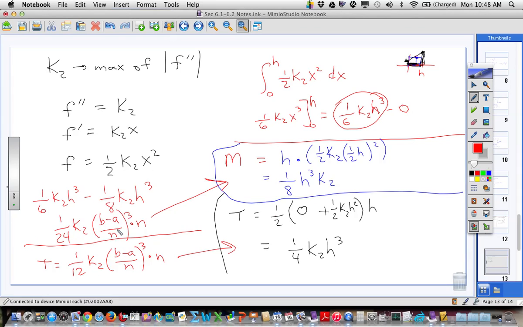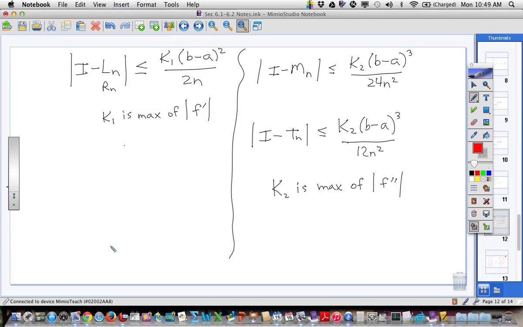Otherwise, they're the same formula. So what's going to happen? This will be cubed, so the b minus a will be cubed. The n cubed will cancel with that n, so you have an n squared on the bottom. But you have b minus a cubed, you have the K2. If we go back a page, sure enough, that is exactly what these two formulas are. K2, b minus a cubed over that. The trapezoid has a 12 there instead of a 24.